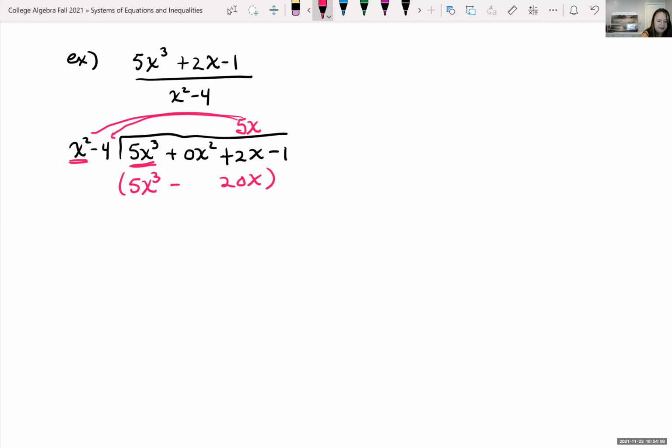And remember, we subtract this off. So changing the sign, we have 5x cubed minus 5x cubed, those cancel. 0x squared minus 0x squared, there's nothing there. And here we have a 2x, this is really minus a negative, so plus 20x. This is 22x. Bringing down our next term, minus 1. Notice that this is less than the degree of our divisor. So we're done. That is our remainder.